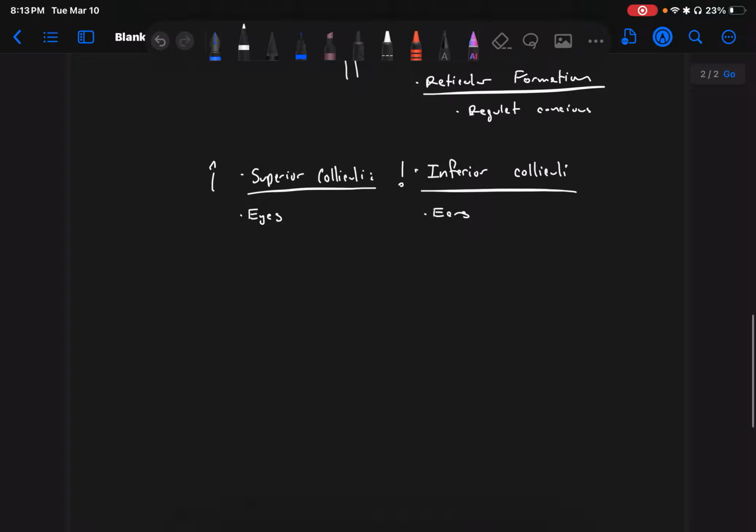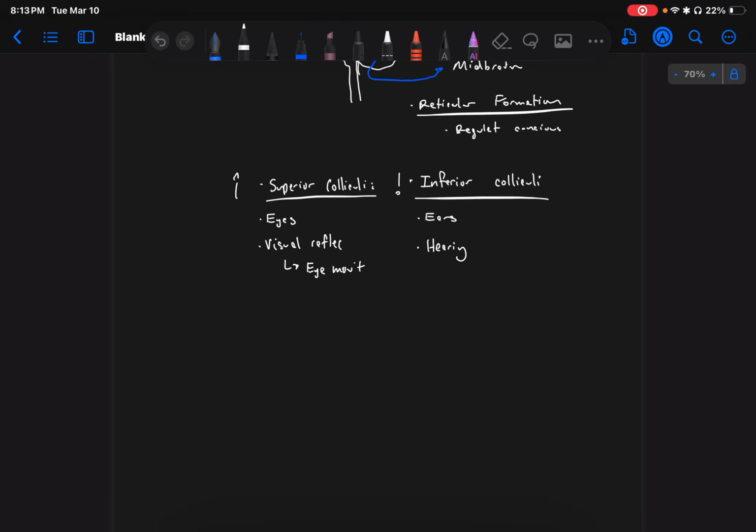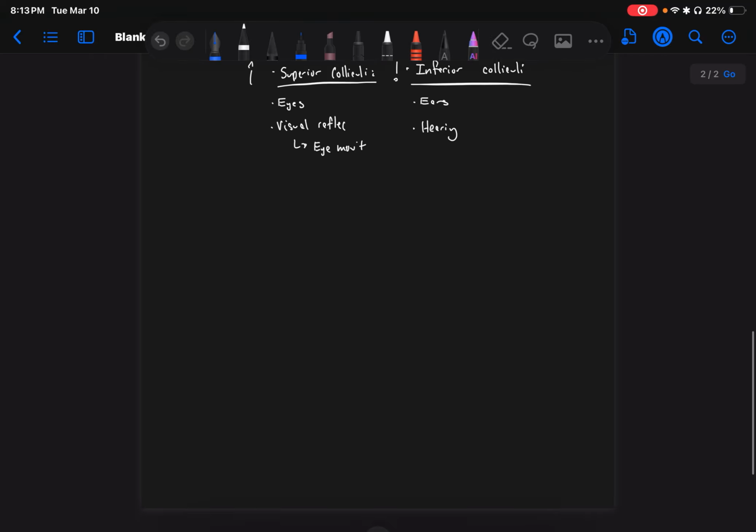So what does it do specifically? Well, this one here is visual reflex, kind of like eye movement. The inferior colliculi is just hearing. That is all I know about it. And there you go, that's the midbrain.